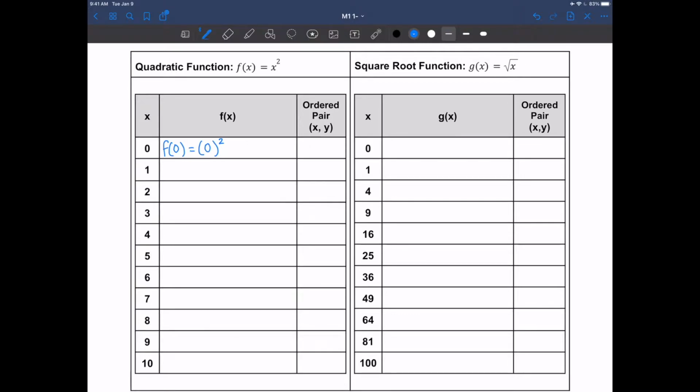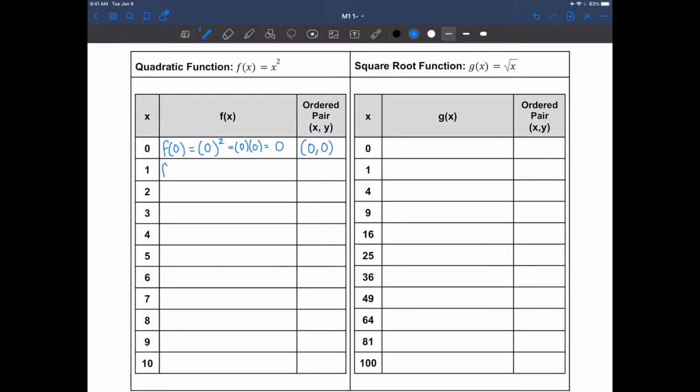Now what does the 0 squared mean? It means I'm going to take 0 and multiply it by 0. And 0 times 0 is 0. So for the ordered pair, my input was 0 and my output was also 0. Let's look at another one.